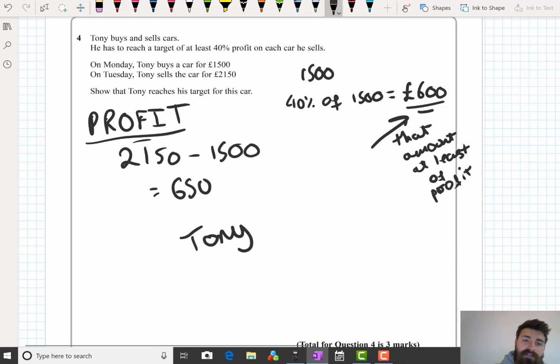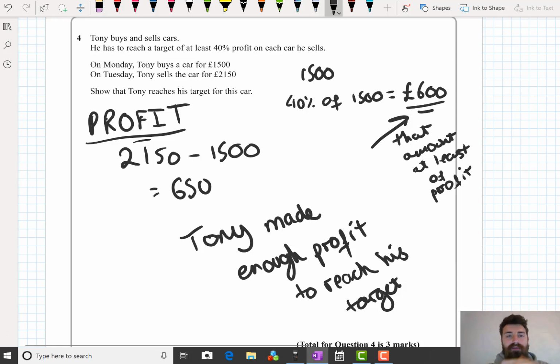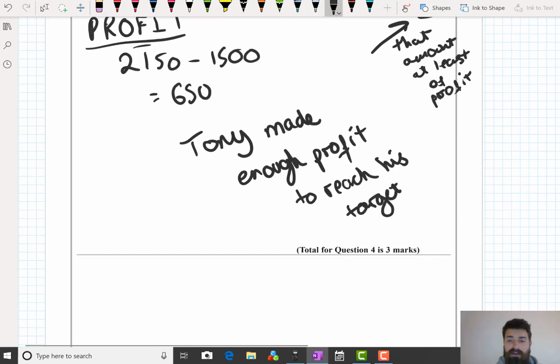Tony made enough profit to reach his target. Target, probably wouldn't write it like italic sideways in an exam, but I'm learning on OneNote. Yeah, so we just showed it. So he made actually £50 more than the minimum. You could say that if you like.